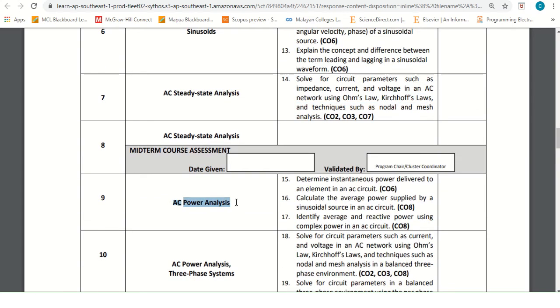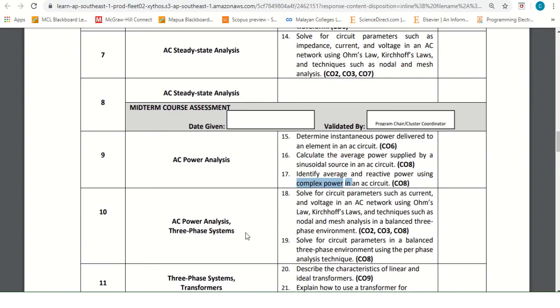Now, on the ninth week, we'll be covering AC power. So, how do we deal with AC power in AC circuits? The way that we deal with power in AC is slightly different from how we deal with DC. There are several aspects in AC that need to be covered, like average power, reactive power, and complex power.